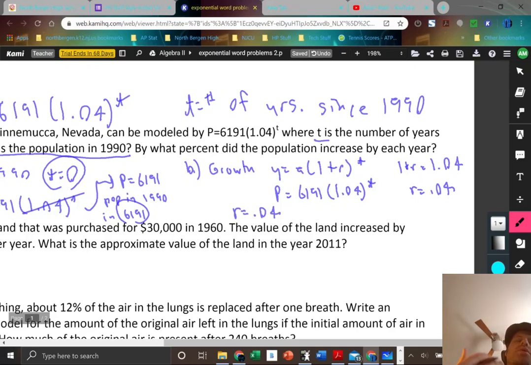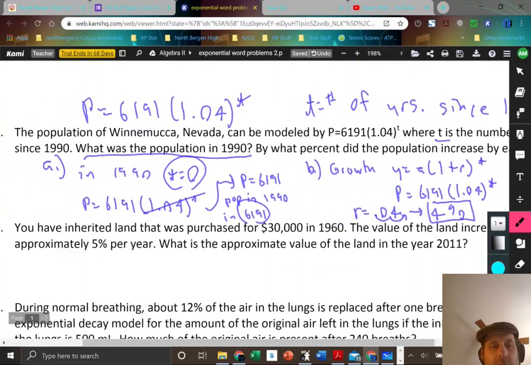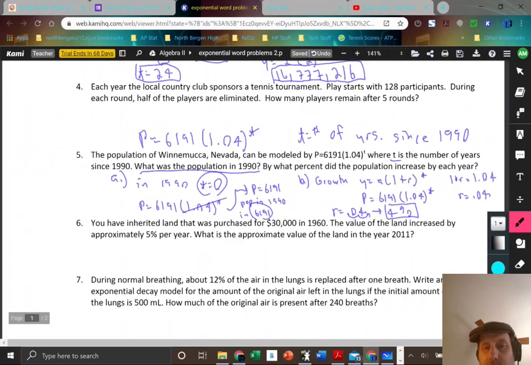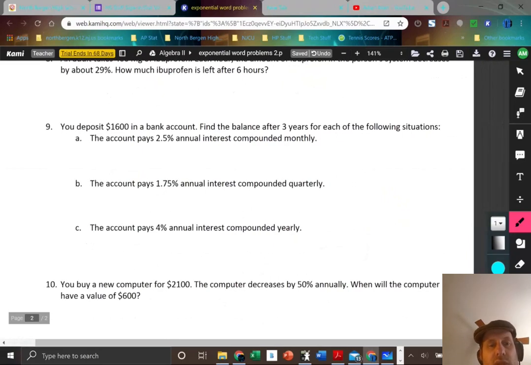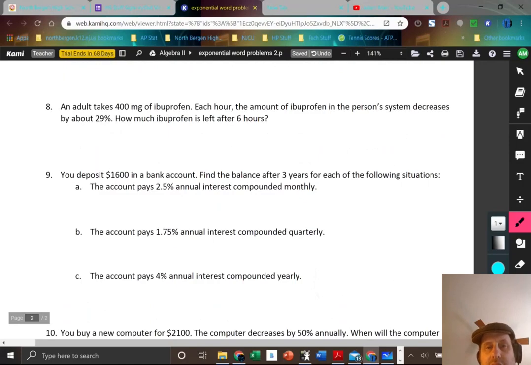So what we're doing now is putting the decimal back to a percent. So we're going to say that is going to end up being 0.04. If we move to the right, that is 4%. That's it. So part B is just going to be 4%. That was a little bit more difficult, but not impossible. Let's see here. Oh yeah, number 9. Actually, let's do a decay and then let's do number 9.